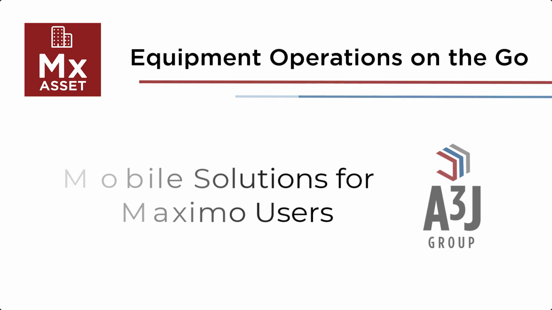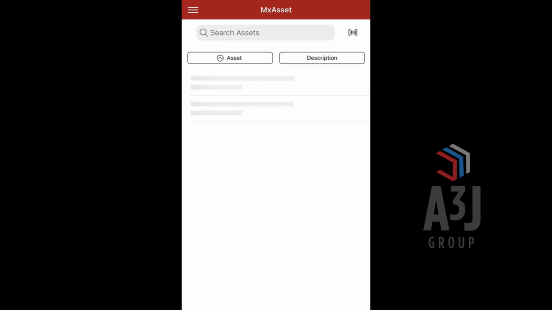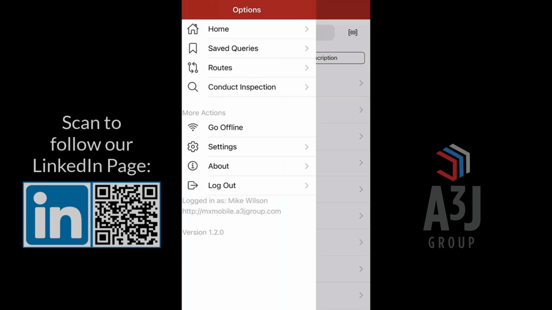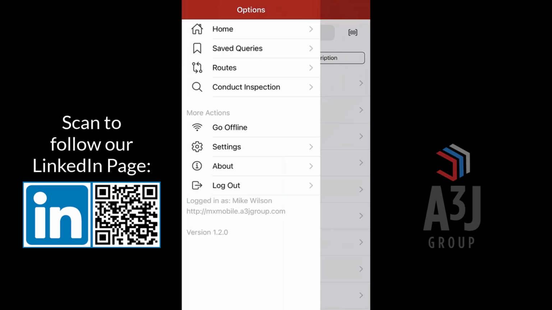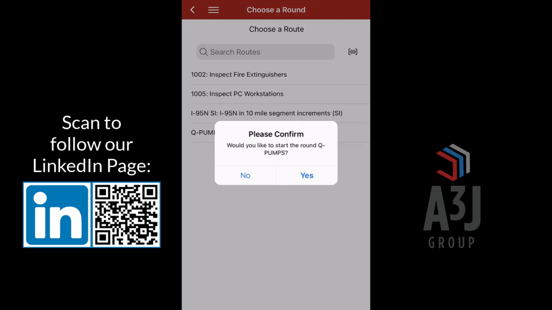In this video, we will demonstrate how to perform an inspection within MxAsset, which is A3J Group's mobile application for equipment operations for IBM Maximo. We have the ability to conduct an inspection. So when I click that conduct inspection, the first step is that I choose which route I want to perform. We're going to choose our quarterly pump service route, and it just confirms that I want to start that route.